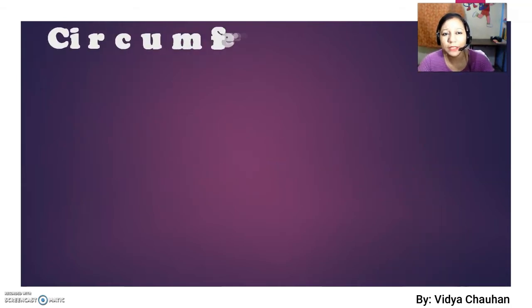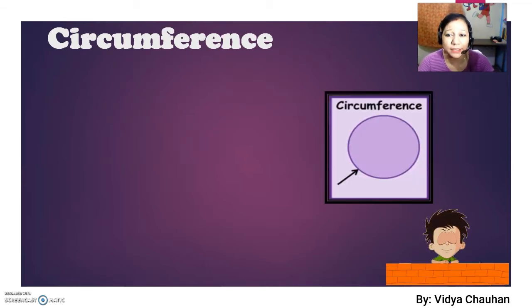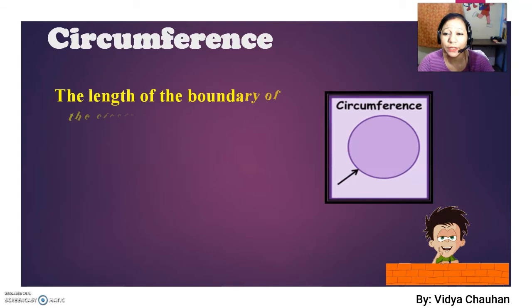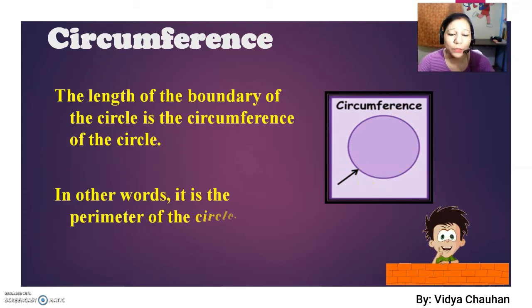The next part of the circle is circumference. After center, what is circumference? As you can see in the picture, we have the circumference, and here comes the definition. The length of the boundary of the circle is called the circumference of the circle. So the total length of the outer boundary of a circle is called circumference. We can also say that circumference is the perimeter of the circle. If it is said to find the perimeter, that means you have to find the length of its circumference.